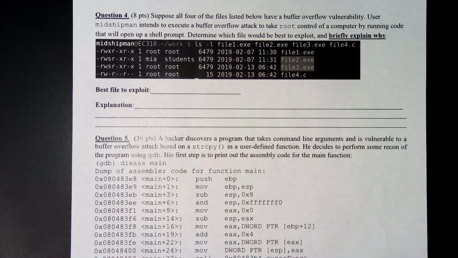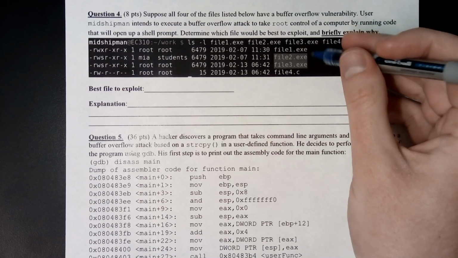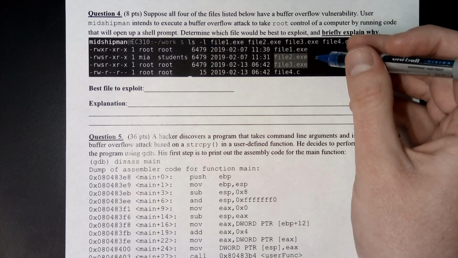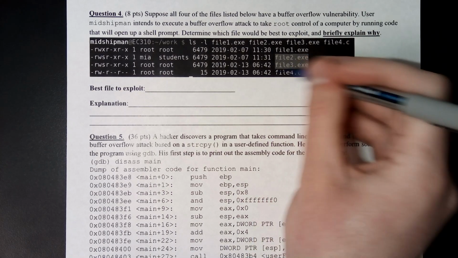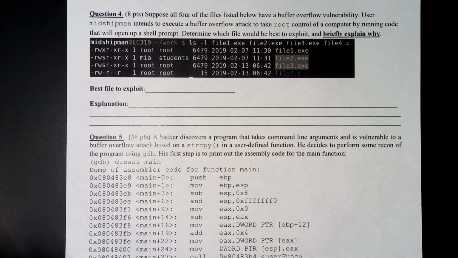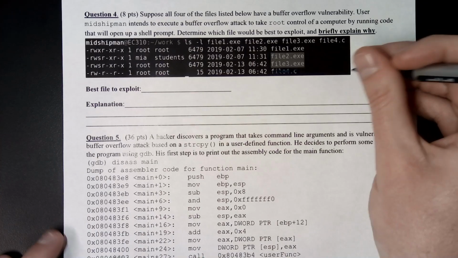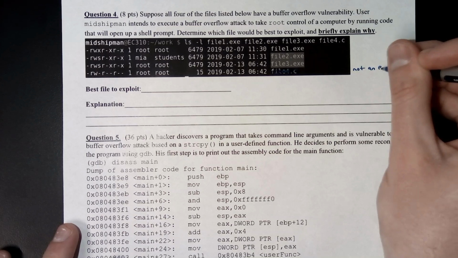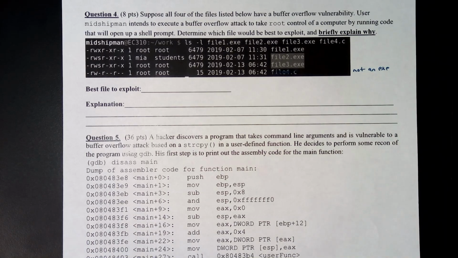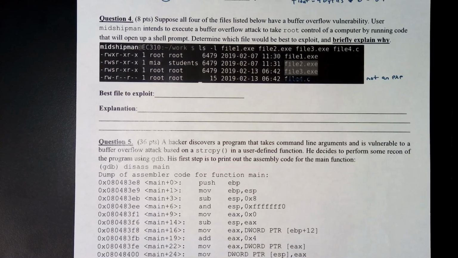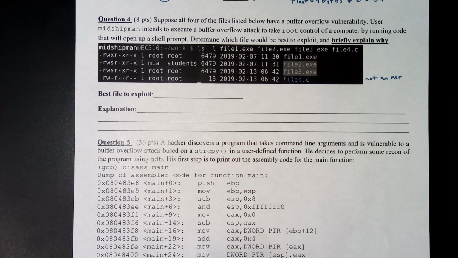Okay, so looking at these files, we can see that 3 of them are considered executable. So right away we can rule out file 4.c because it's a .c file, right? So not an executable, right? So we can't possibly execute C code, right? We'd have to compile it, so that's not worth looking at. So let's narrow down the rest of them.